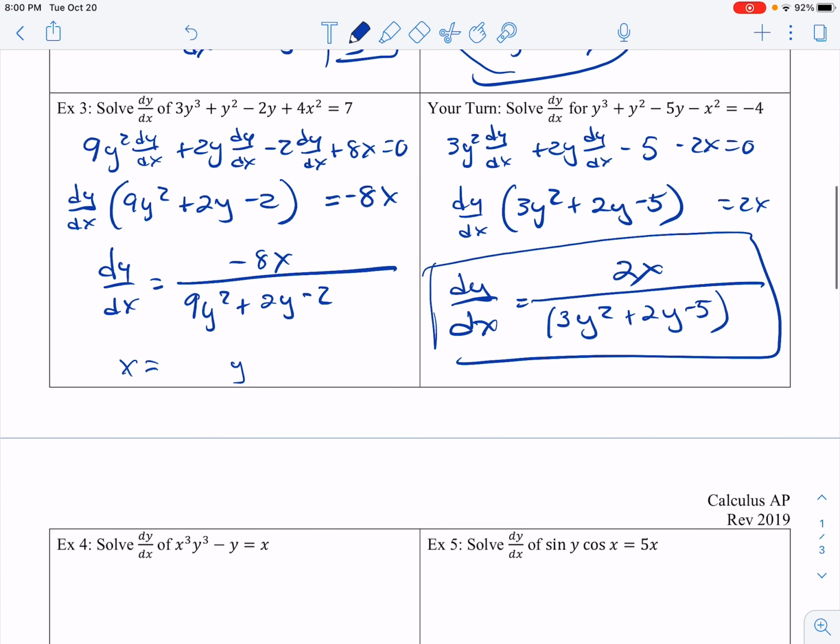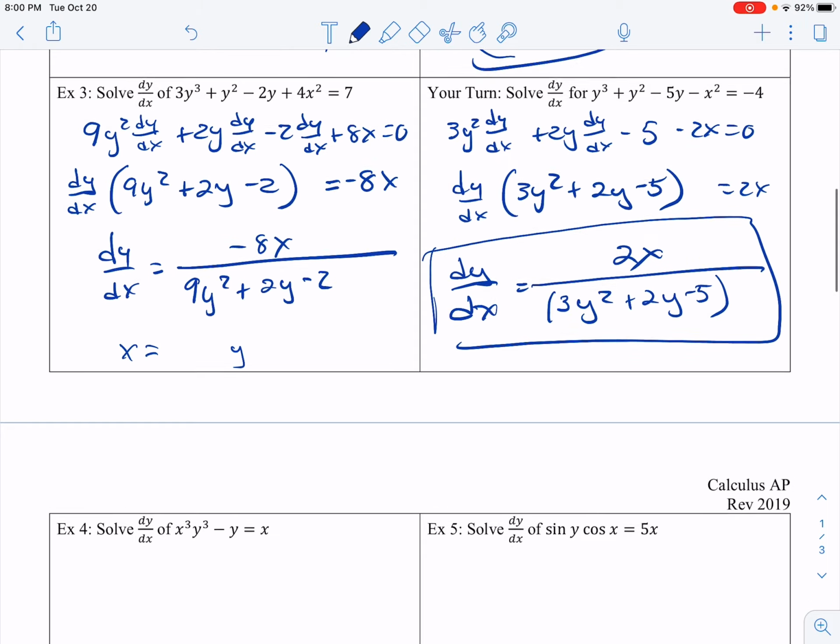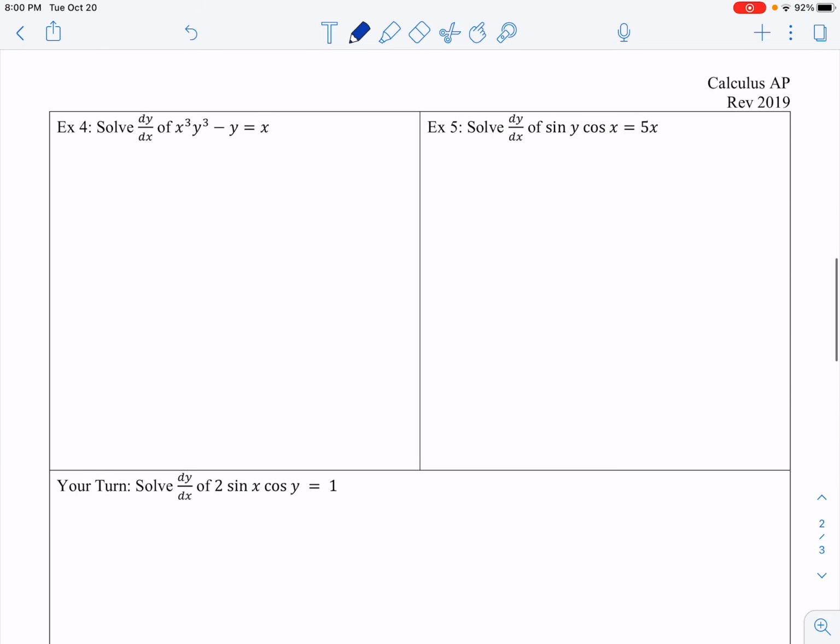Okay? The thing to remember is y is a function implicitly defined in terms of x. So you've got to take the derivative of it. Okay. You got to do the product rule. First times the derivative of the second plus the second times the derivative of the first, derivative of y, the derivative of x.